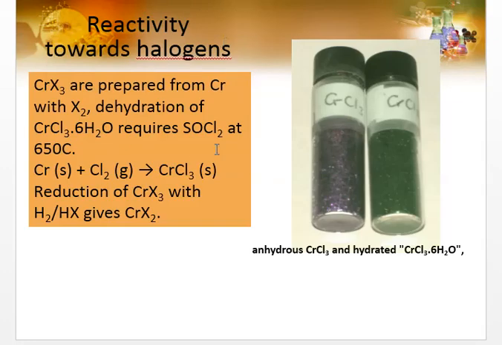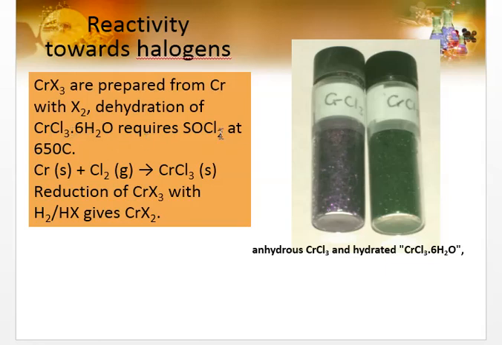But about the reactivity of chromium with halogens. Okay, chromium halogen 3. What is chromium halogen 3? It means that chromium here has oxidation degree +3. Appropriate from chromium with halogen. Dehydration of the chromium chloride hydrate. This is anhydrous chromium chloride and hydrated, but this is hydrated chromium chloride.